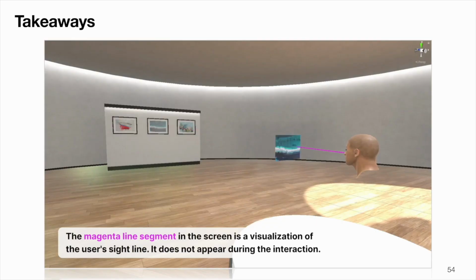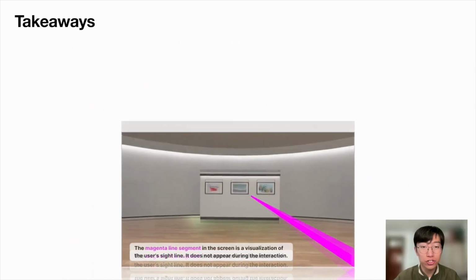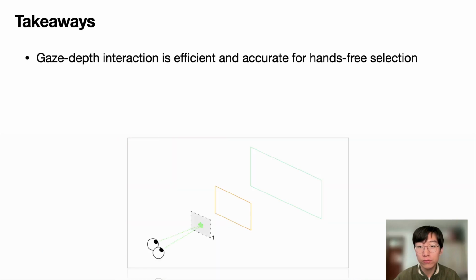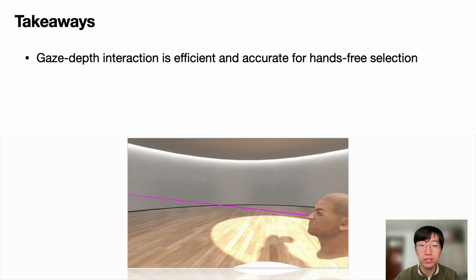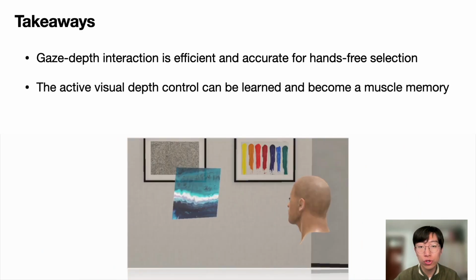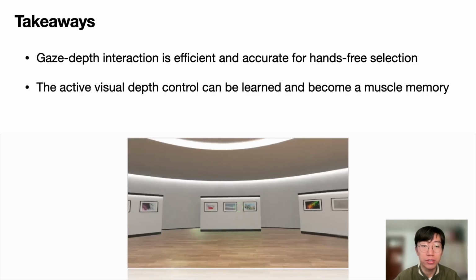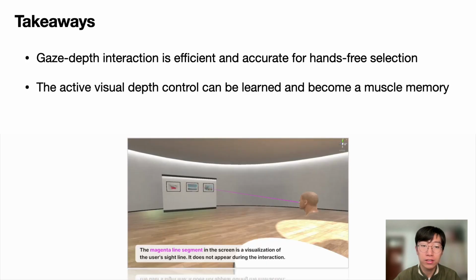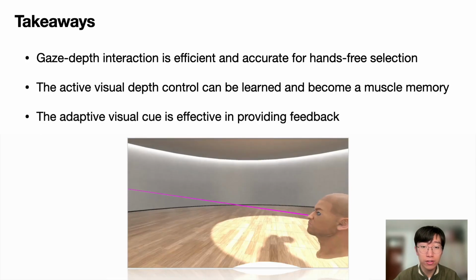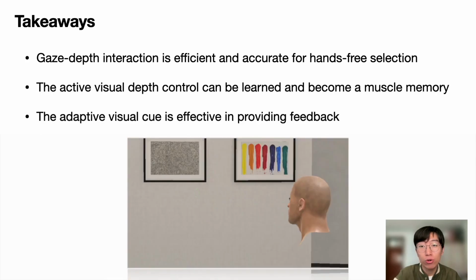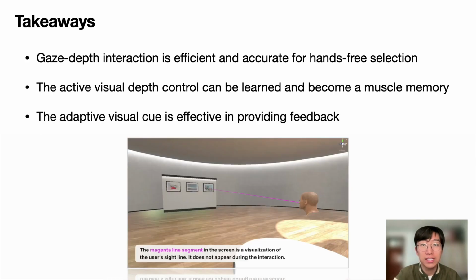Some quick takeaways. Gaze depth interaction is efficient and accurate for hands-free selection, and more applications can be designed using this layer-based UI. The active visual depth control can be learned and become a muscle memory through short-term learning. The adaptive visual cue is effective in providing feedback, which is important for users to understand the system.